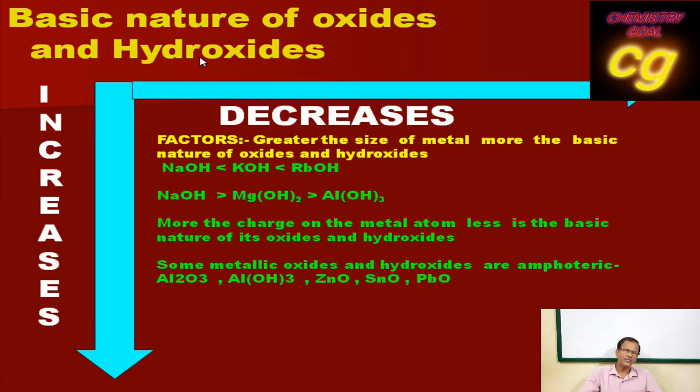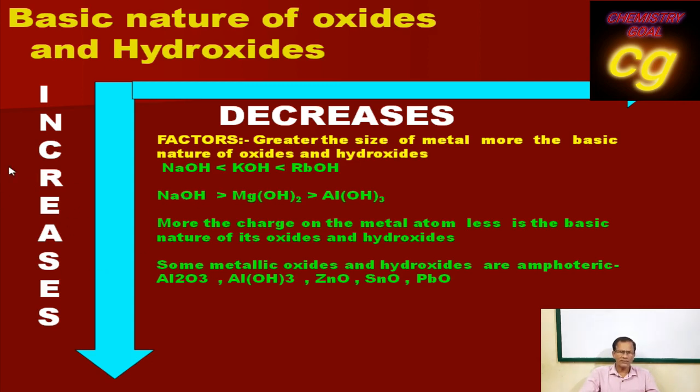What are the factors of basic nature of oxides and hydroxides? Greater the size, more the basic character of oxides and hydroxides. For example, sodium hydroxide is less basic than KOH and rubidium hydroxide. As sodium, potassium, rubidium size increases, basic character of oxides and hydroxides increases. Remember this: more the size, more is the basic character.